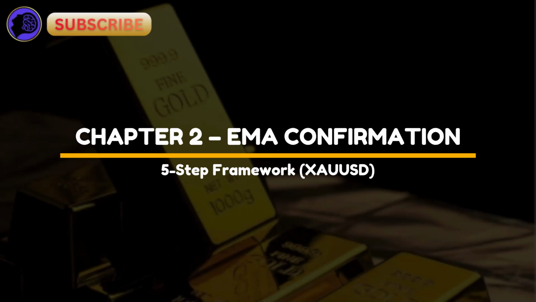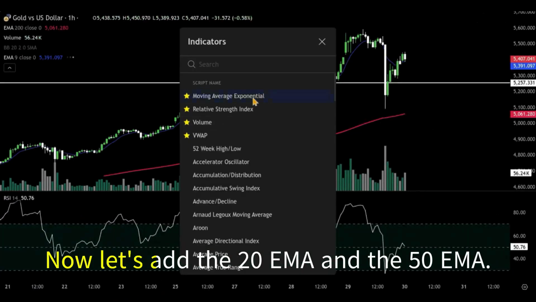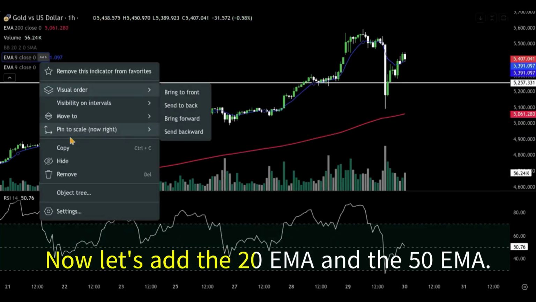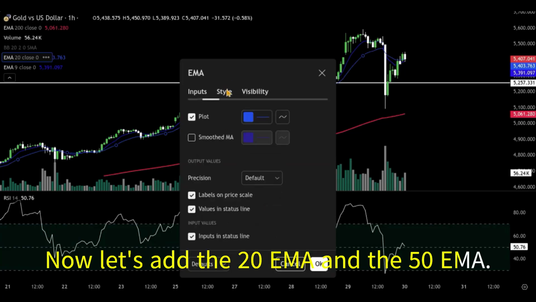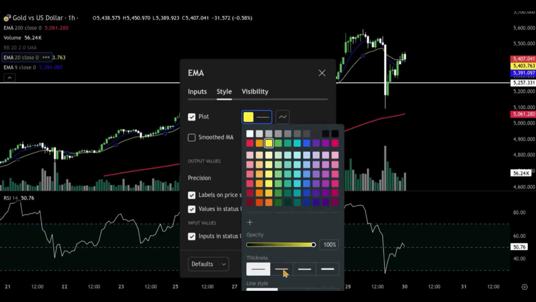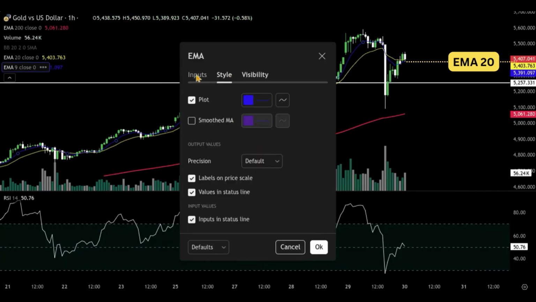Chapter 2, EMA Confirmation. Now let's add the 20 EMA and the 50 EMA. During a strong uptrend, price usually stays above both EMAs. The 20 EMA also stays above the 50 EMA.